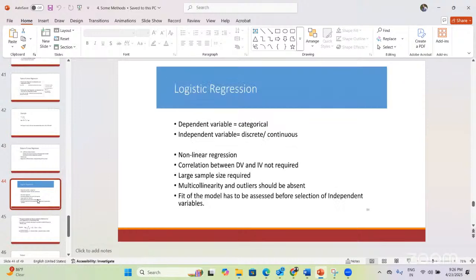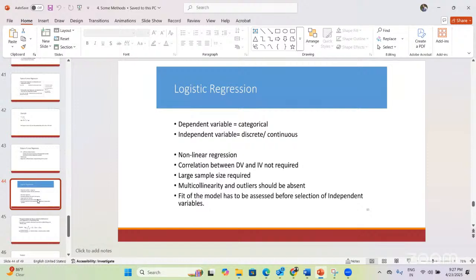That is logistic regression. Logistic regression is widely used in any public health research. You can see it in socio-economic research also. So in that case, your dependent variable, meaning your outcome variable, which variable you are going to study, should be categorical, meaning yes or no, 0 or 1, this kind of situation. And your independent variable can be discrete or continuous.